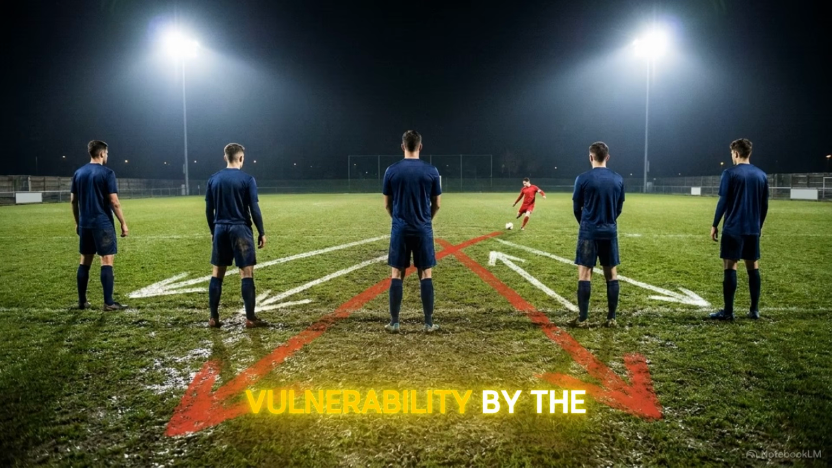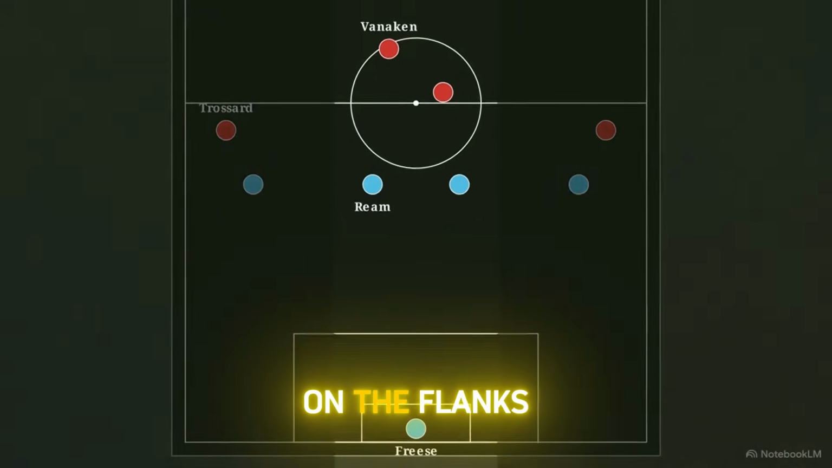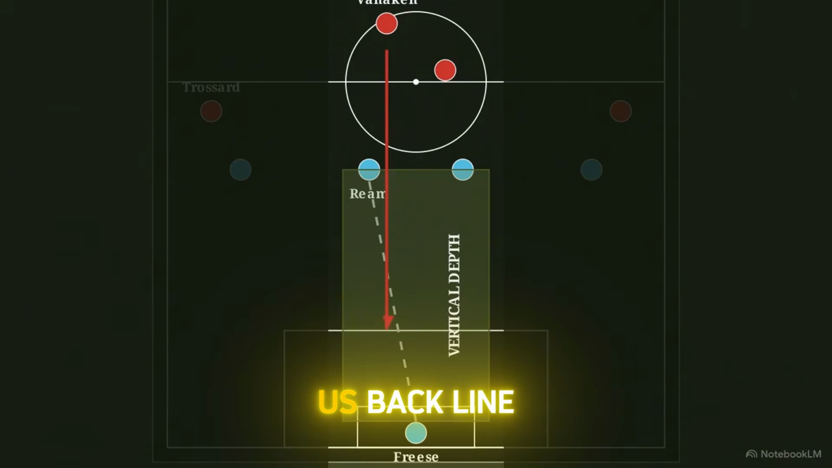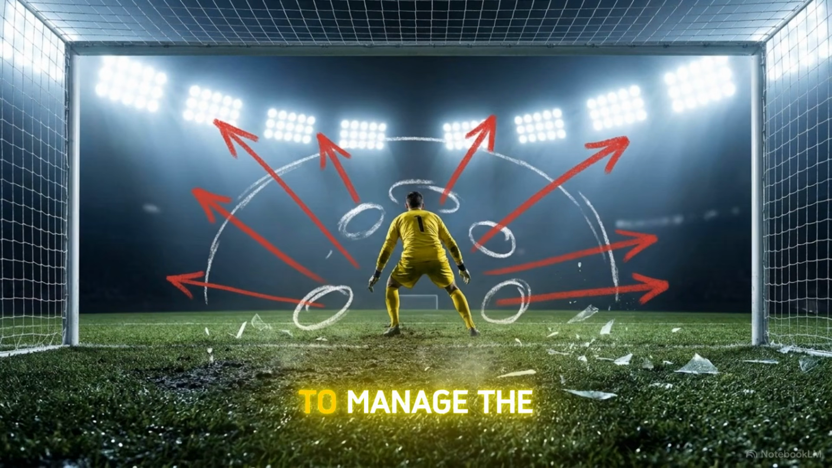fatal vulnerability. By the 57th minute, the breakdown shifted from horizontal exposure on the flanks to the vertical depth of the U.S. backline. Playing a high defensive line requires a sweeper-keeper to manage the territory left behind the center backs. This structure requires absolute spatial synchronization between goalkeeper Matt Freese and center back Tim Ream.